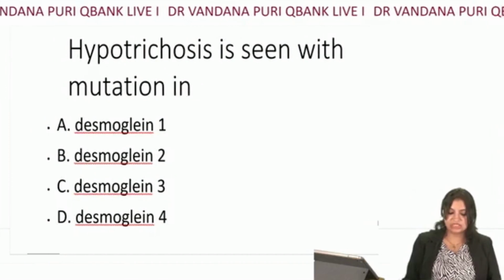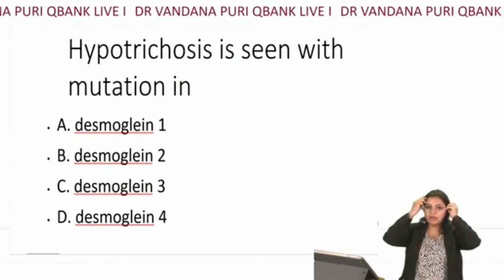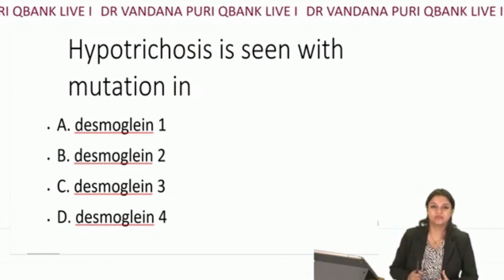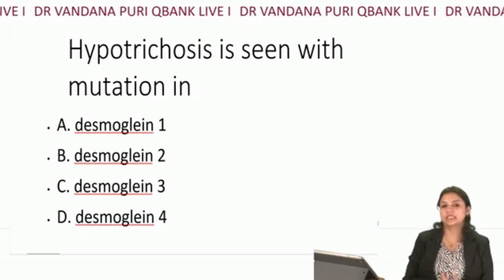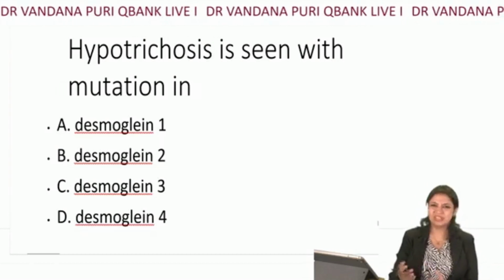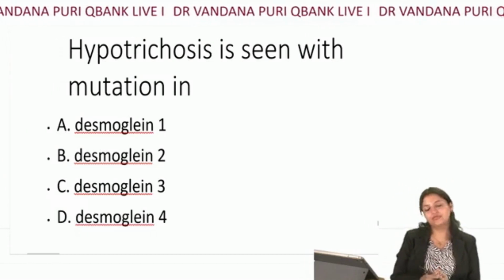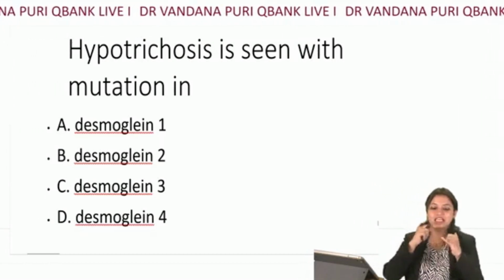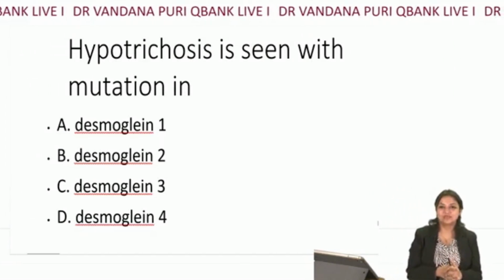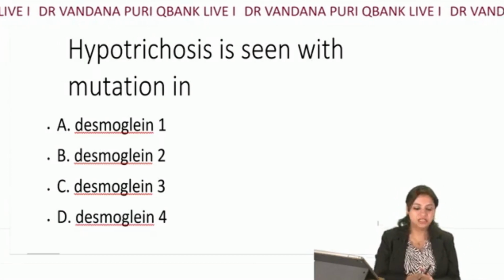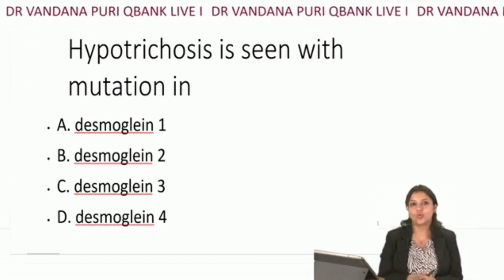Okay. So let's see how many of you answer this. Hypotrichosis is seen with desmoglein 1, desmoglein 2, desmoglein 3, desmoglein 4. Yes, what's the answer? If you know, it's a spot question. If you don't know, then mark A, B, C, D or Ina, Mina, Dika. So what is it? Hypotrichosis is seen with mutation in 1, 2, 3, 4.